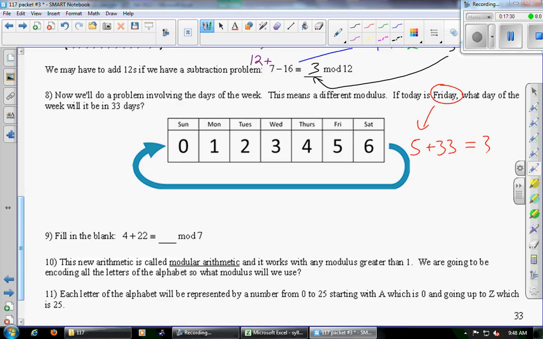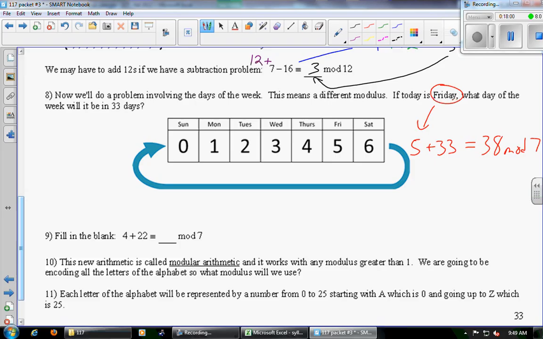So I want to know, if today is Friday, then what day is it in 33 days? Okay, so let's translate. What number is Friday? Friday is 5 in our scheme here. And then I want to look 33 days in the future. So am I adding or subtracting? I'm going to add the 33 days. 33 days from now. And what do we get? 38. 38 is the answer.